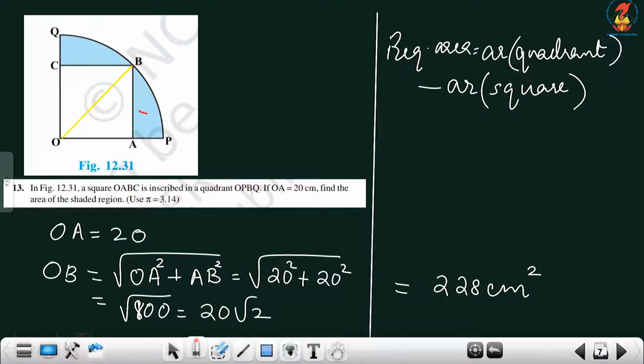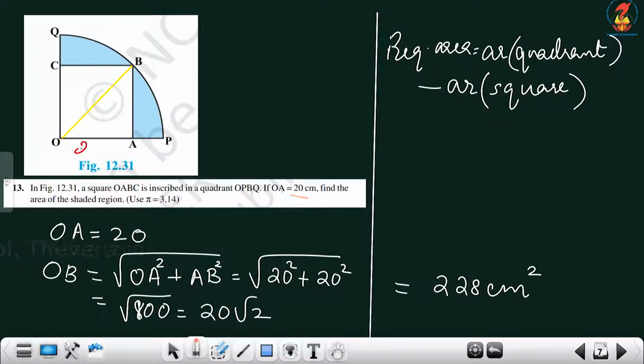The area of these two shaded regions is equal to what? We have to consider this full quadrant and eliminate the area of the square from it. You have to take out the area of the square from the area of the quadrant. So, what we have to find is the area of the quadrant. For that, what we need is the radius. The radius means from here to here or from here to here. That is not given.